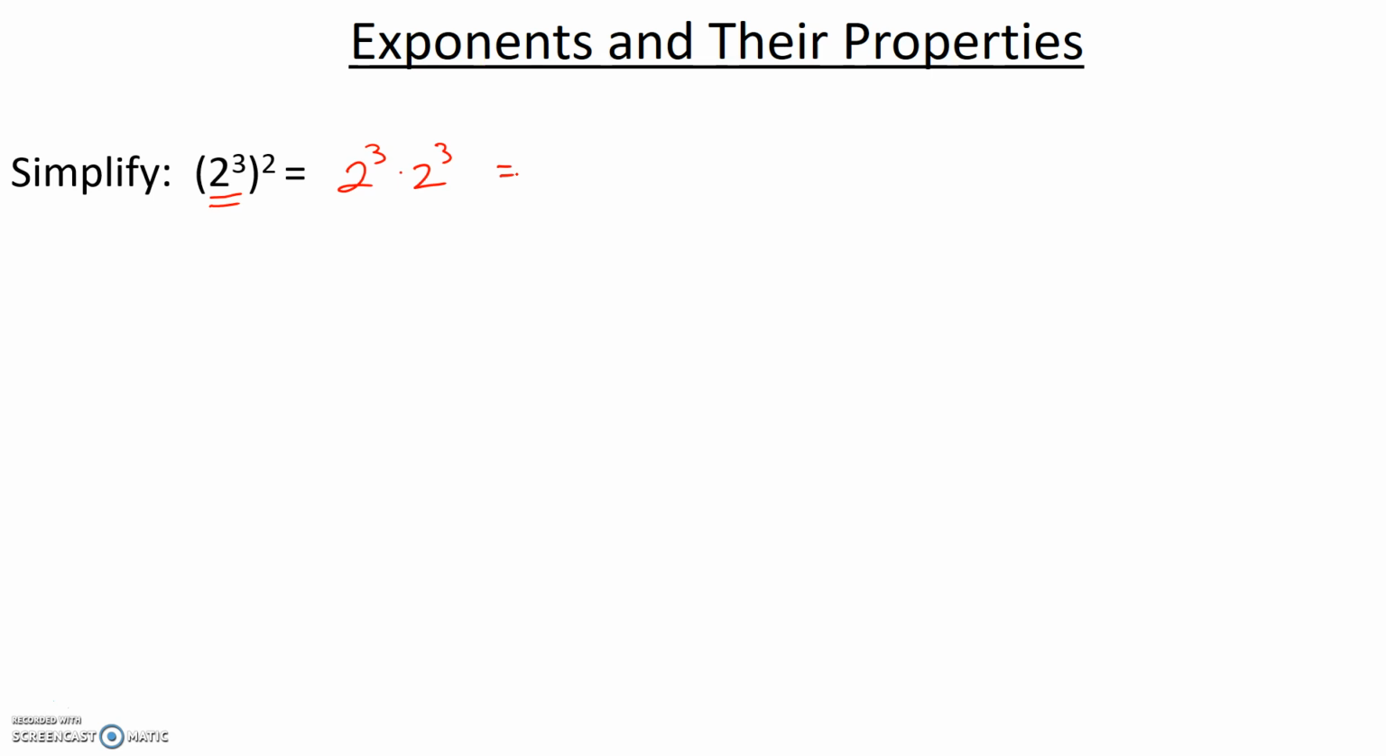By the product rule of exponents, if you have 2 to the third times 2 to the third, when you multiply the same base, we keep the base and add the powers, which will give you 2 to the sixth.